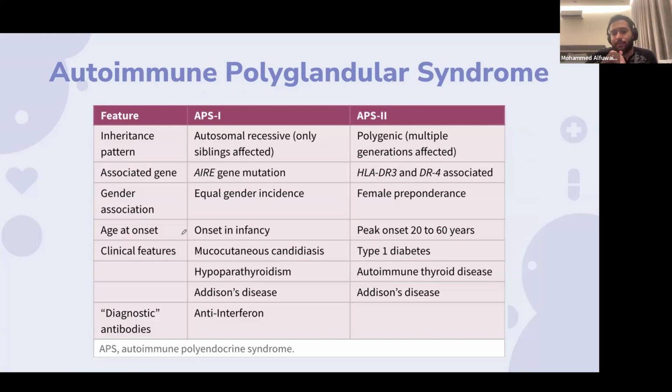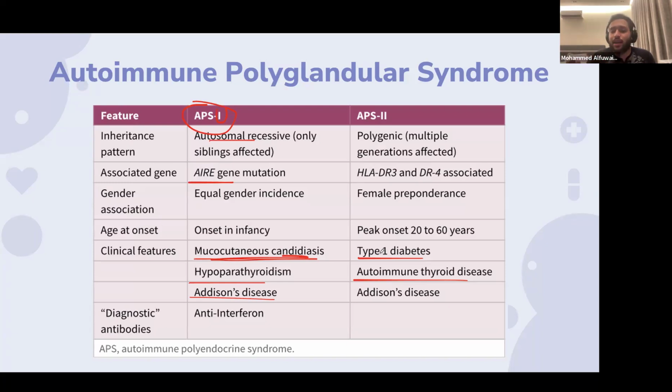Basically, they are the opposite of MEN. MEN causes hyperfunctioning or neoplasms. In this one, it's hypo, okay? Everything is hypo. So you have hypoparathyroidism, Addison's disease, type 1 diabetes, autoimmune thyroid disease, and so on, okay? The most important one in high yield is autoimmune polyglandular syndrome 1, which is autosomal recessive in the AIRE gene, and it has mucocutaneous candidiasis.